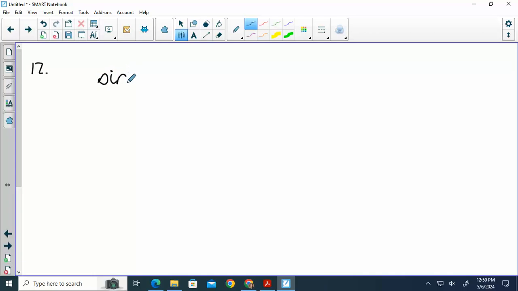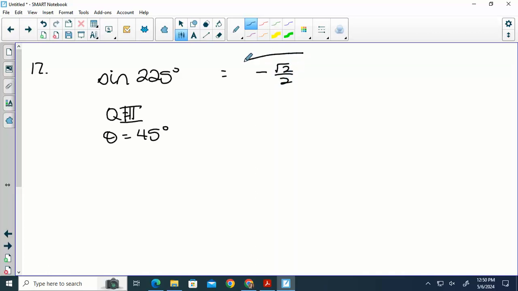Okay, if I ask you to find this, the work I would expect: quadrant, reference angle. What quadrant is 225 in? Quadrant 3. My bad, sorry. And then our theta is 45, 225 minus 180. In quadrant 3, is sine positive or negative? Negative, and then the sine of 45 is negative radical 2 over 2.